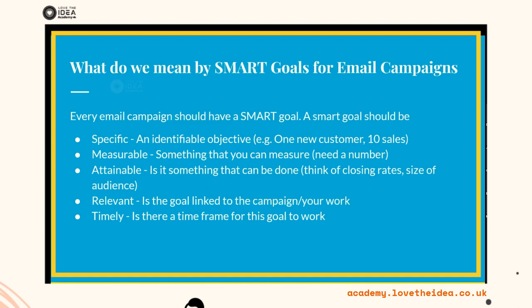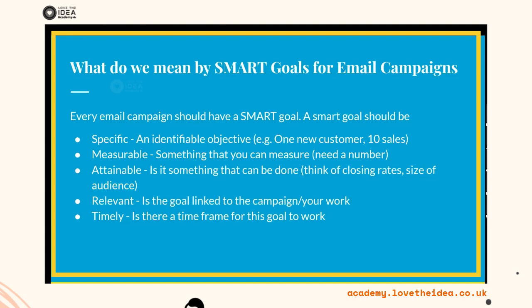So what do you mean by the SMART goals? We mean every email campaign, you should write down first, be specific. What is the identifiable objective of that email? Is it 1 new customer, 10 sales? Make it very specific. Don't say, I want sales. Make it, I want 1 new customer. I want 1 sale. I want 5 people to download my new resource. Make sure it's measurable, so include that number, like we just said.